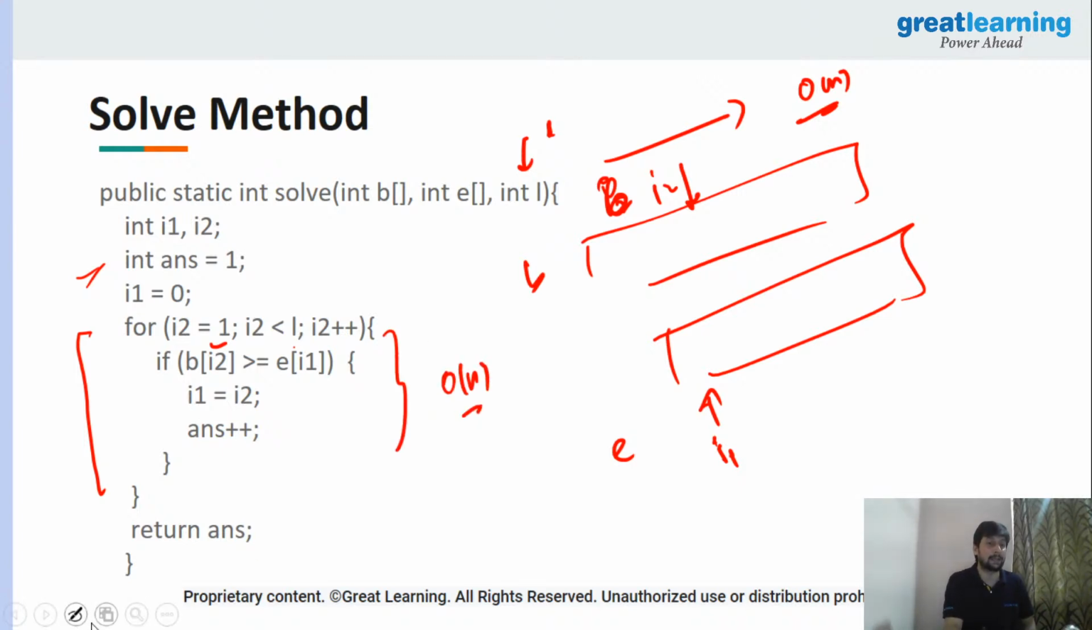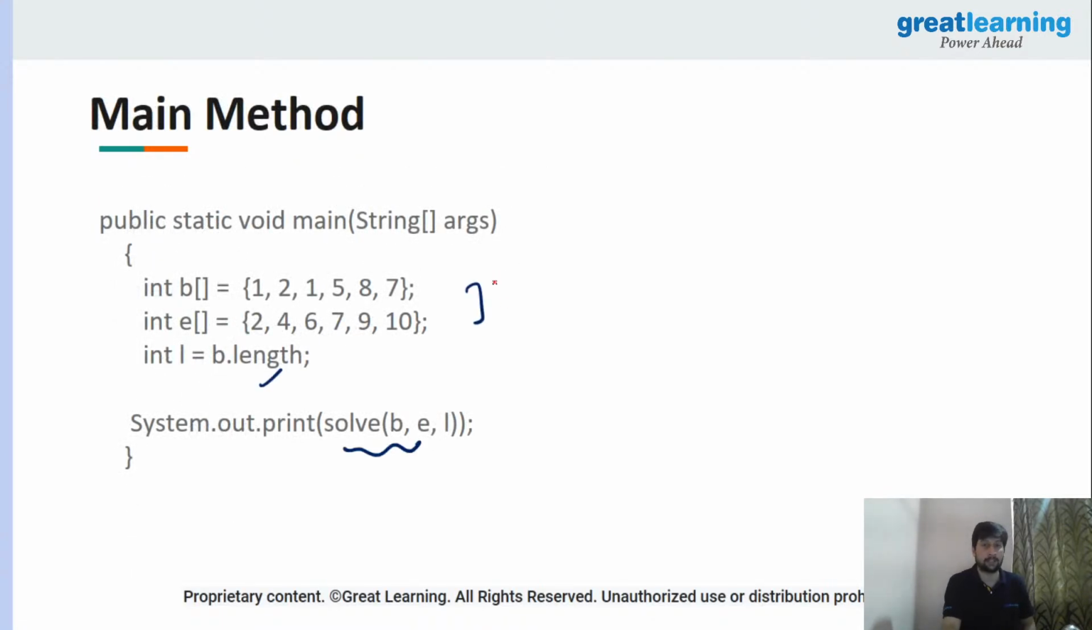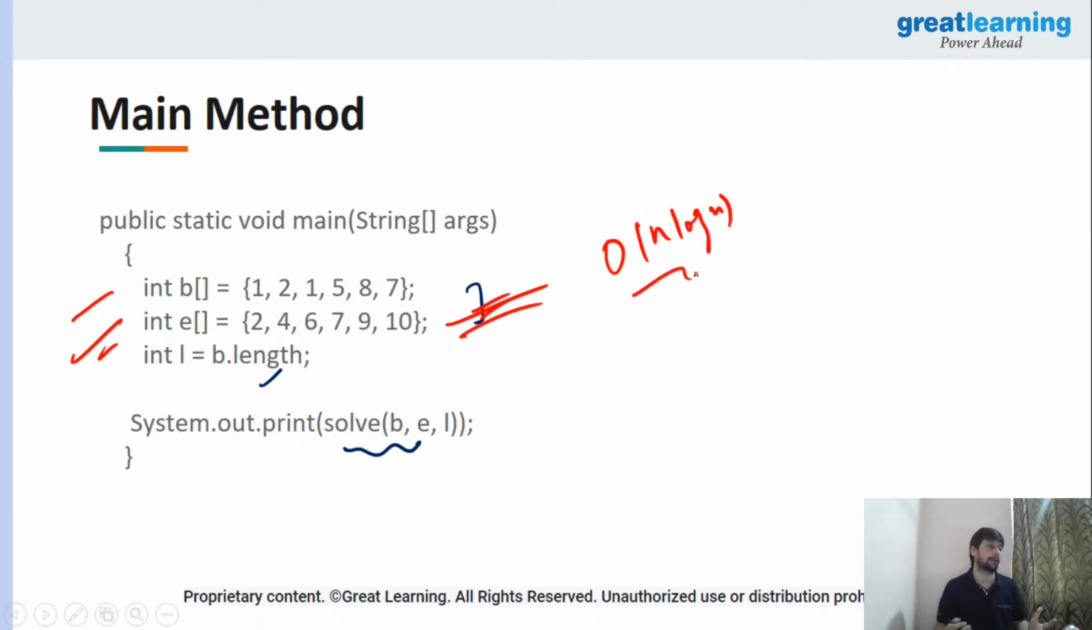Because I am taking one constraint into the picture, that these two arrays are sorted. So you don't need to sort. If these two arrays are unsorted, then you need to sort them, and then your time complexity will be big O of n log n, because for sorting this is the time that you require.